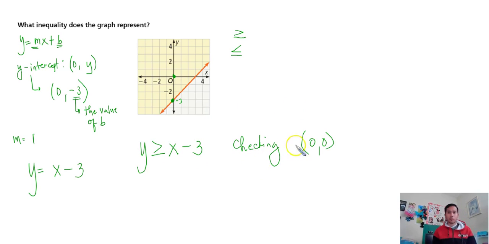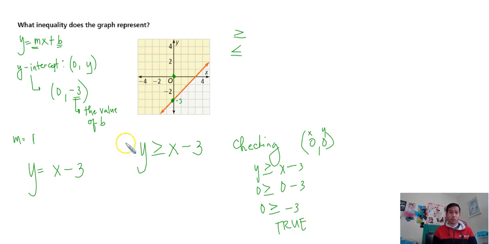So checking, if this is x and this is y. y is greater than or equal to x minus 3. That is 0 greater than or equal to 0 minus 3, or 0 greater than or equal to negative 3. It's true. Okay, therefore this is the inequality of that line.